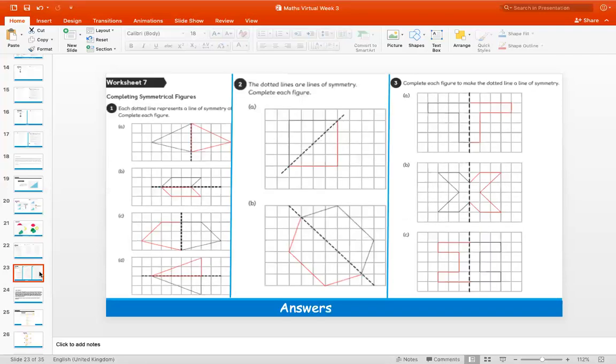Here are the answers for today's lesson. You can pause the video and mark your work, please. It's okay if you haven't shaded the figure in. As long as you've drawn the line correct to complete the figure, it's perfectly fine.